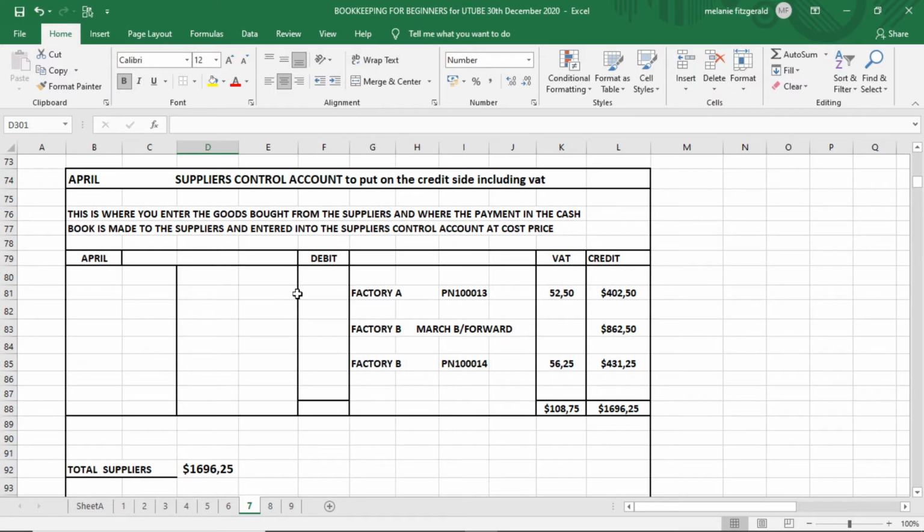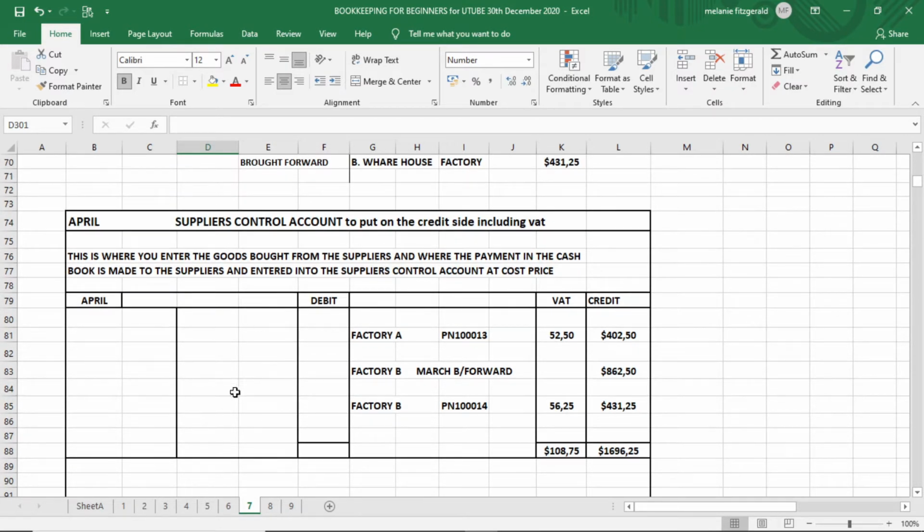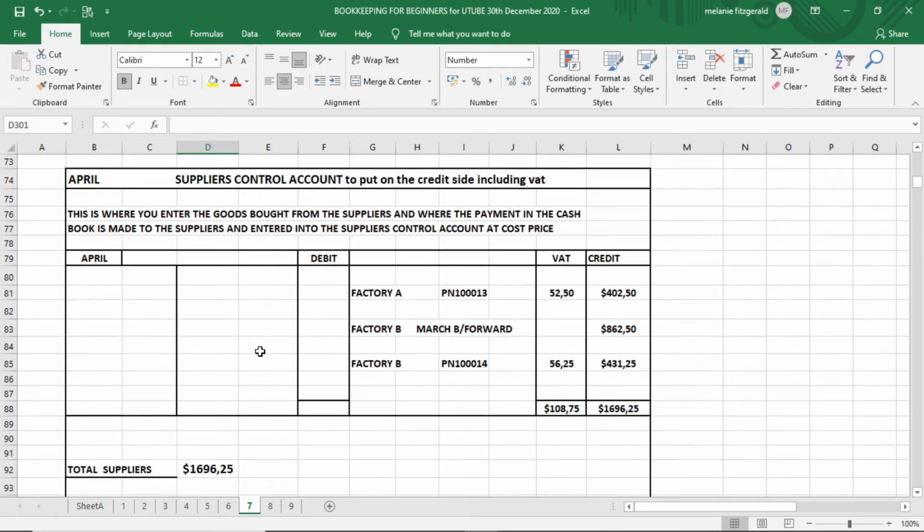You will notice that it's blank over there. Like earlier lessons we've done, we've left one side blank because we're going to fill this out later. We've put in the suppliers' invoices to us, but once we pay them, we fill out this side. It's further down. We're getting to that. So let's have a look at the entries here.